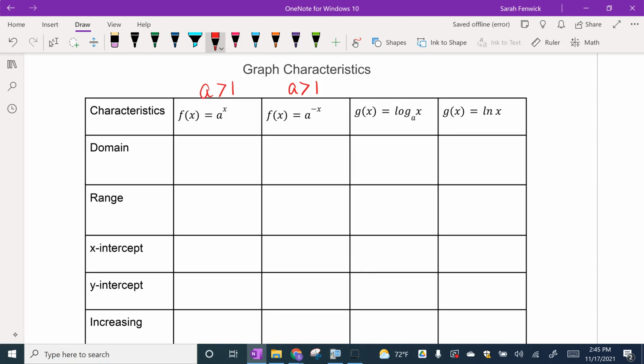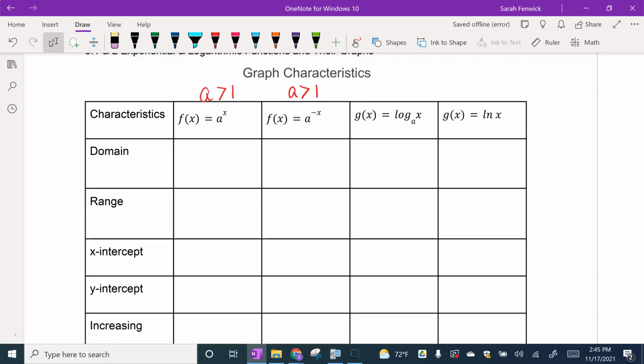So a to the x, those characteristics, if a is between 0 and 1, would match the a to the negative x. This is like earlier when I showed you in an earlier video that 2 to the negative x is the same graph as 1/2 to the positive x. All right.